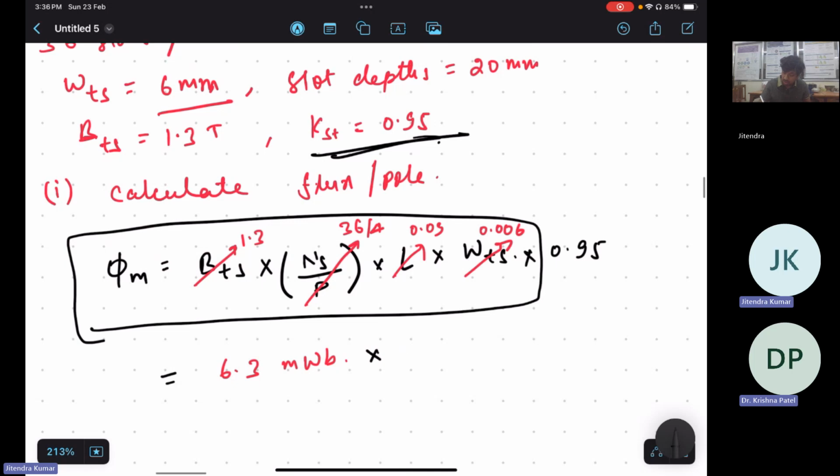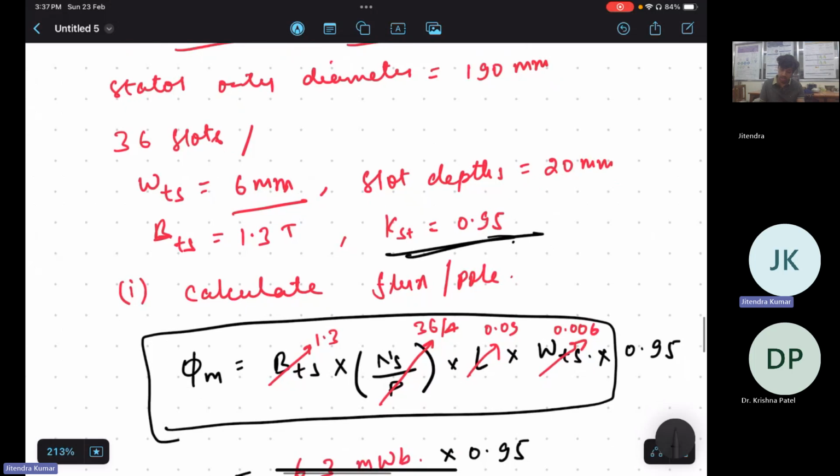So 6.3 into 0.95, you will get about 6 milliweber. You can visualize that because of insulations, and insulations are pretty useful and important to reduce the eddy current losses. They are necessary, but because of them, we lose in terms of flux per pole. Okay, so this is the flux per pole.